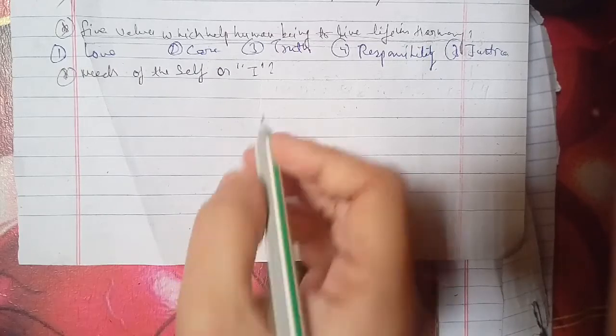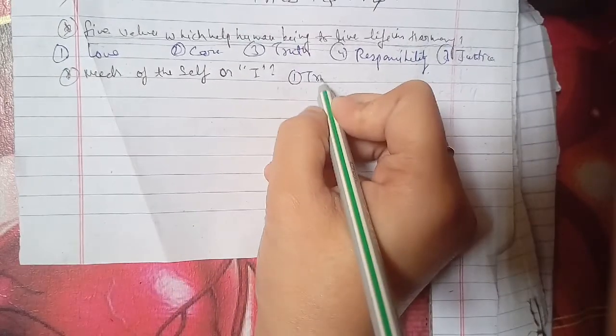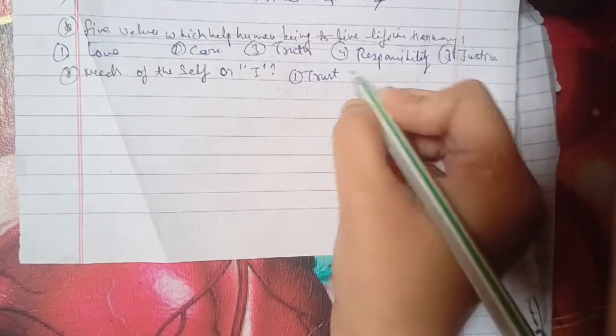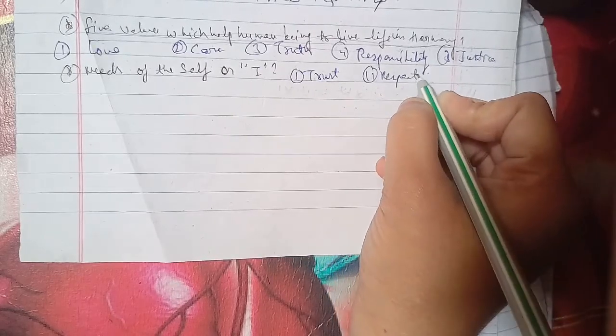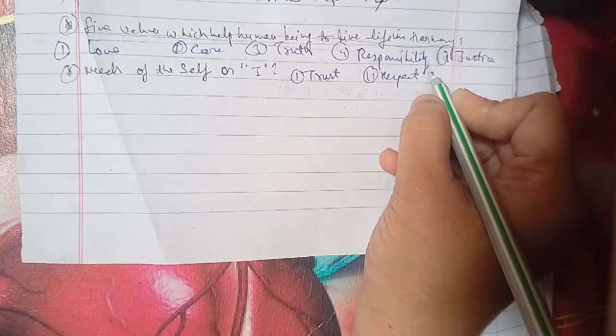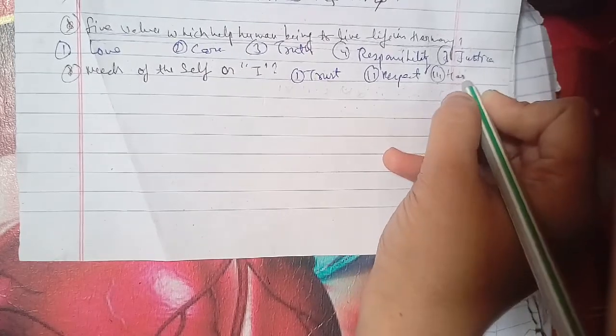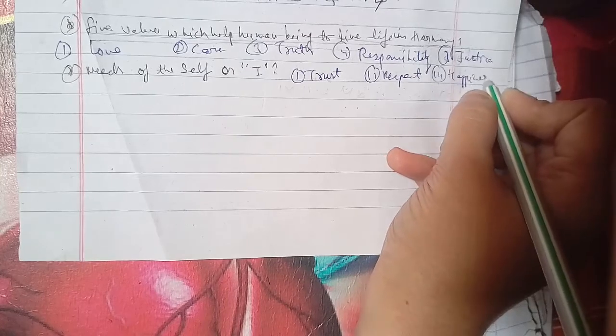The first is trust, which is your Vishwas. Second is respect, that is Samman. And the third is happiness, of course, that means Sukh here.